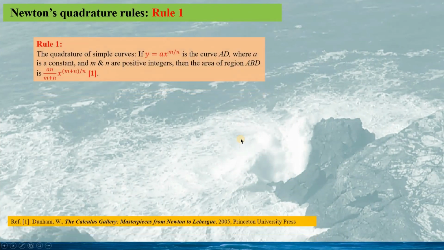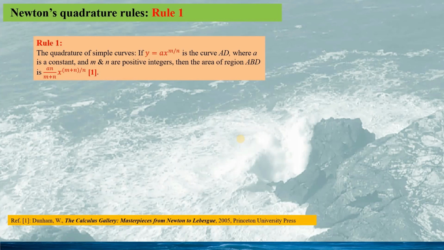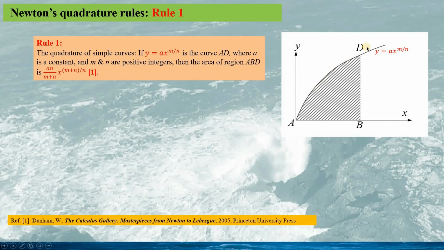In the next few slides, the quadrature rules will be introduced. In this slide, quadrature rule number 1, the quadrature of a simple curve. If y is given as a simple function of x, the curve AD, where a is a constant and m and n are positive integers, then the area of the region ABD is given as this expression, based on the reference here.